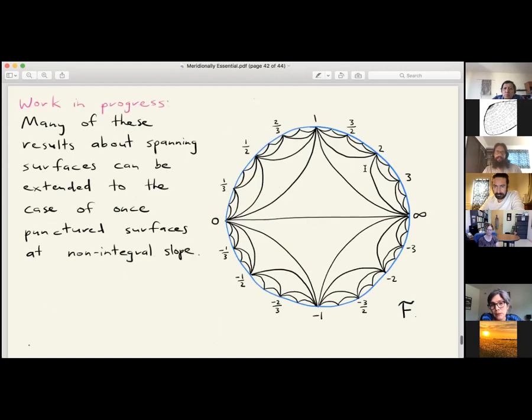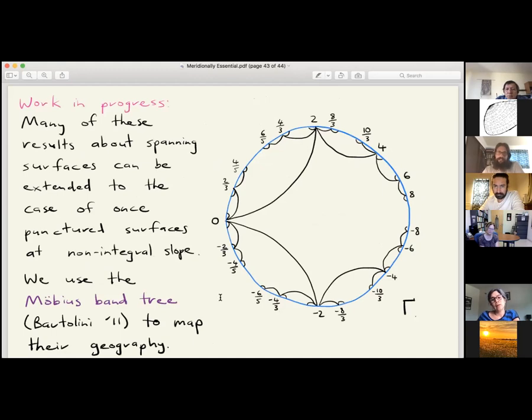And I'm also thinking about trying to extend this to not spanning surfaces, but just once-punctured surfaces in knot complements. This isn't really a planar picture anymore. The right idea is to think about the slopes being organized in a tree. This is the Möbius band tree introduced by Bartolini. Then you'd think about the Betti numbers lying above this tree and about cones over geometrically essential surfaces. And again, there are some small applications to Dehn filling questions.